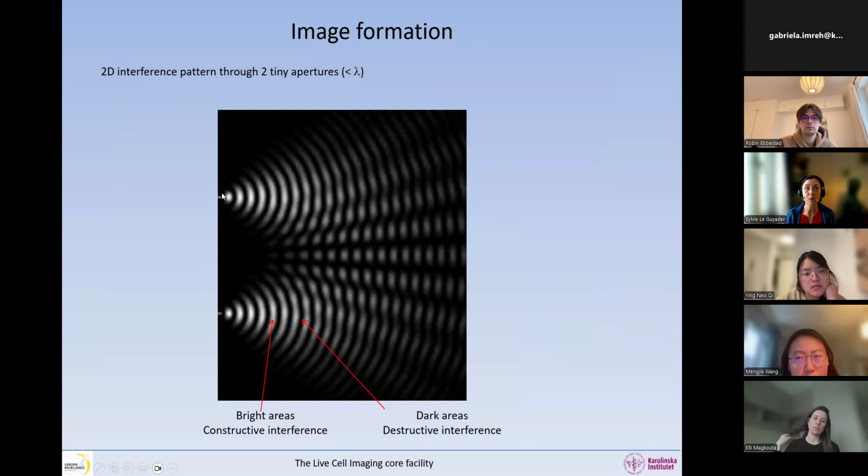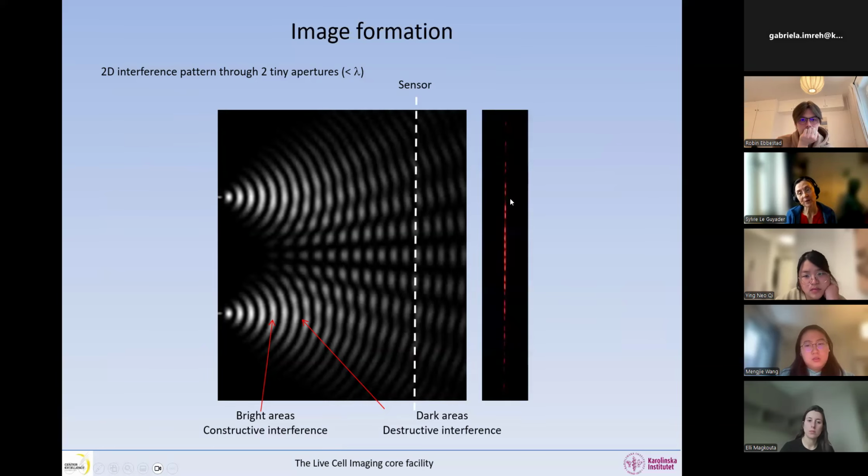These apertures are so small that they are actually smaller than the wavelength of light. This is what happens then. So we can see the bright areas, they are constructive interferences, and here we have destructive interference. So it's black. If we now put a sensor here to look at what that looks like, well, this is what we can image then. So we have an interference pattern that looks like this if we have a 2-dimensional interference pattern.